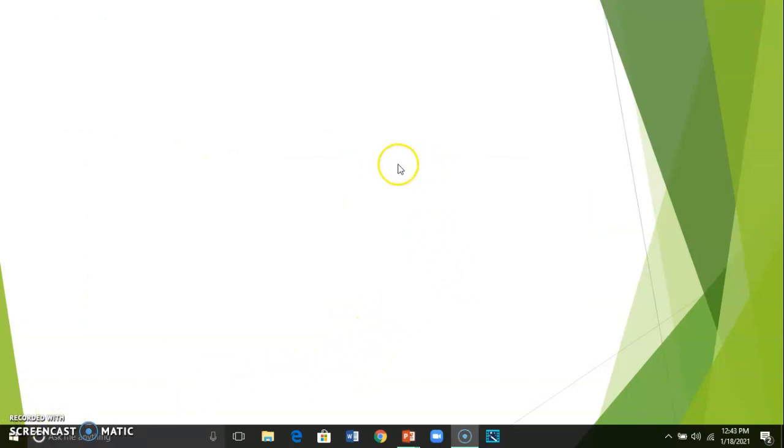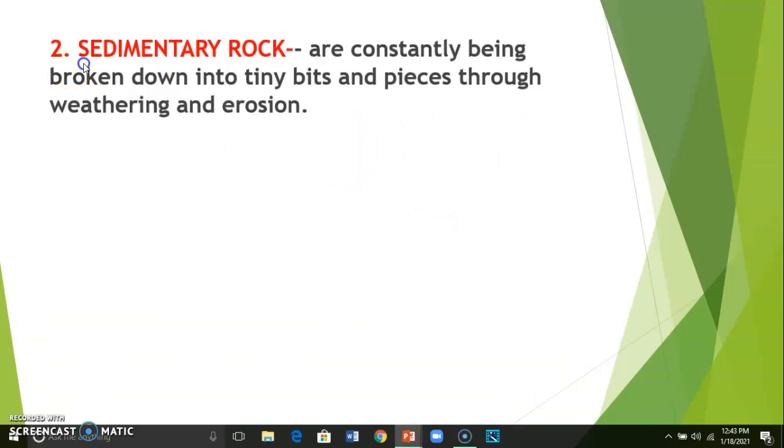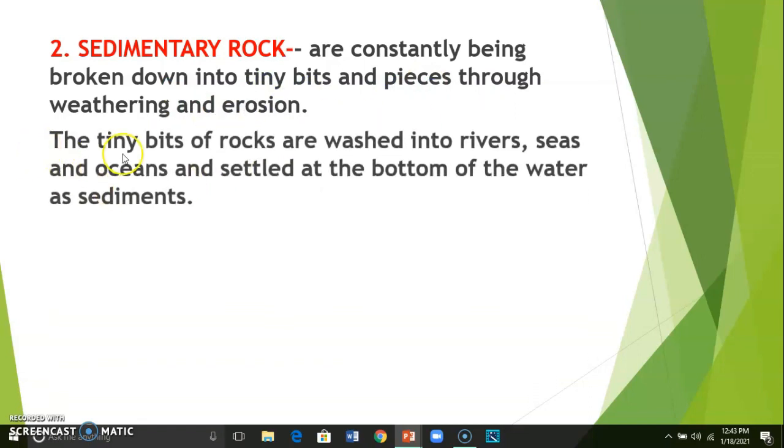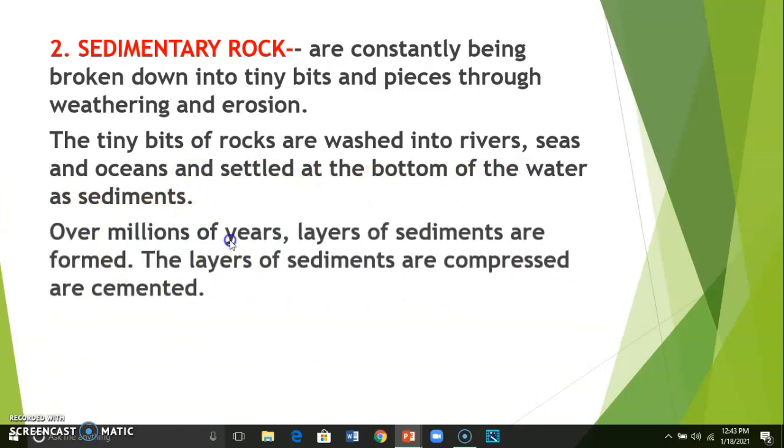Okay, we have the second group of rocks, the sedimentary rock. Okay, we will read it together, please. Sedimentary rocks are constantly being broken down into tiny bits and pieces through weathering and erosion. The tiny bits of rocks are washed into rivers, seas, and oceans, and settled at the bottom of the water as sediments. Over millions of years, layers of sediments are formed.